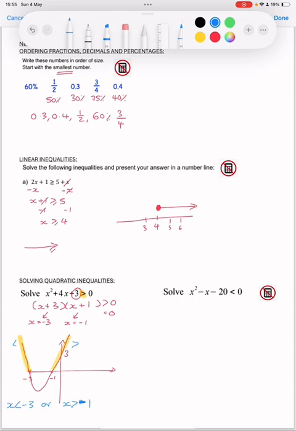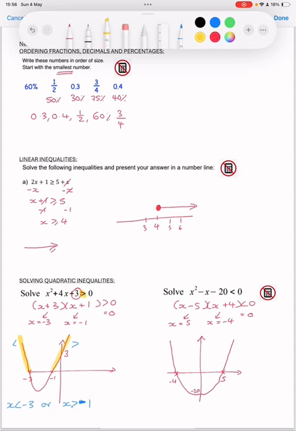Okay, next one. So factorise again. We're going to have minus 5 and plus 4. Imagine that was an equals. I'd have roots at x equals 5 and x equals minus 4. Sketch it. It's positive again, so it is a U shape. And its y-intercept is at minus 20.